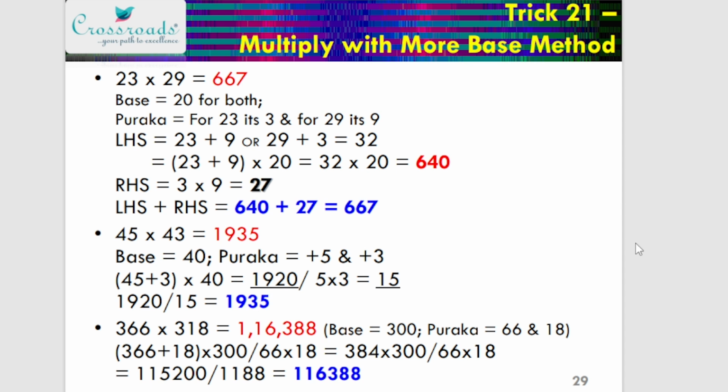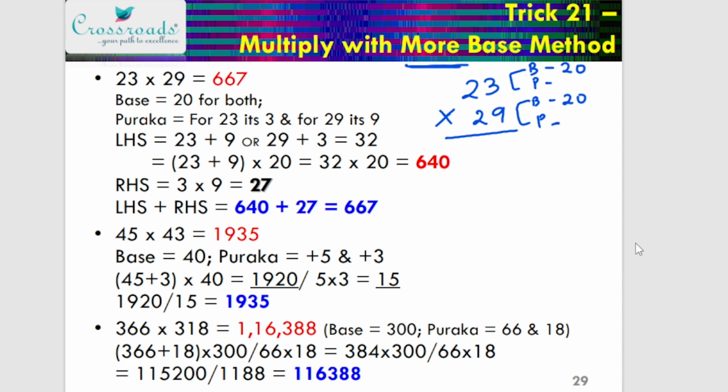The first example says 23 into 29. Let's keep 23 as the multiplicand and 29 as the multiplier. So base, Puraka, base and Puraka. For both of them, the base is 20. So the given numbers are more than the given base. That's why it's called the more base method.